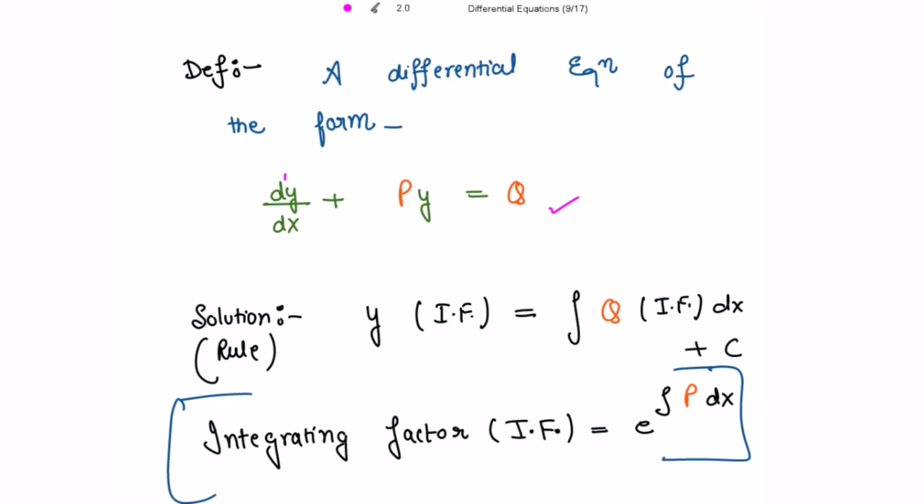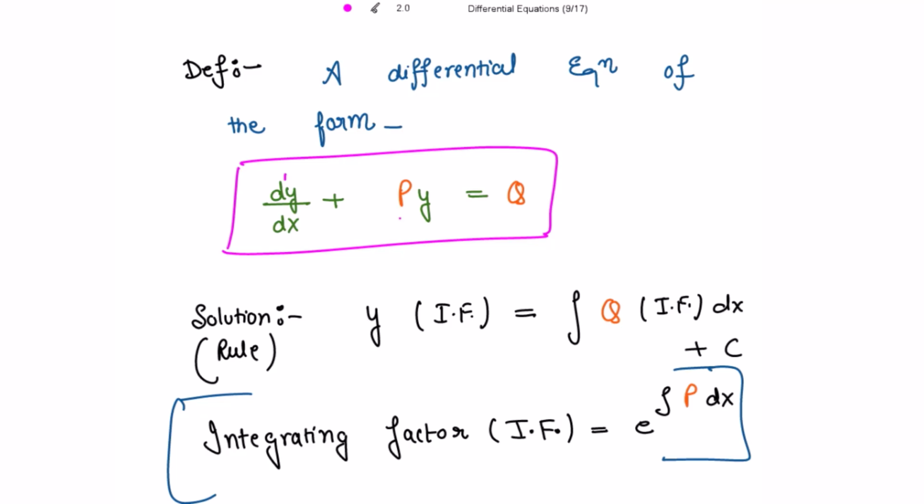Here the order is 1. Now what is p? It is the coefficient of y. And q, you have to take what is present on the right hand side of this equation. Always make the differential equation of this format. So this is the format for the linear equation of the first order.